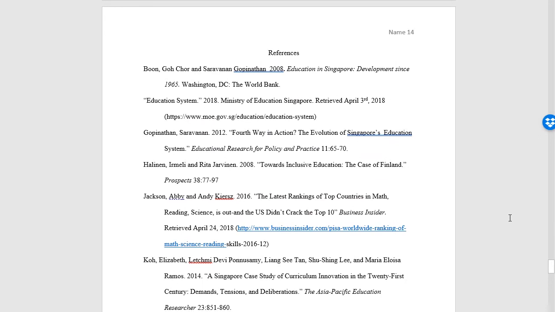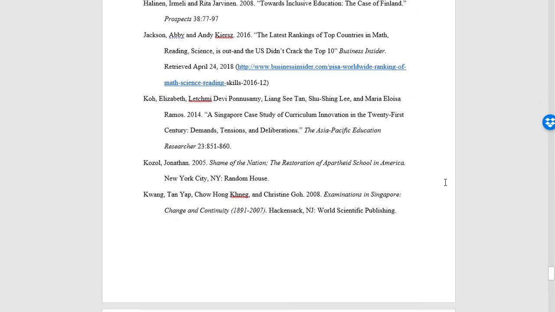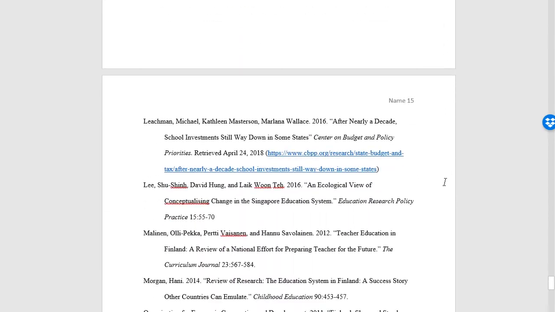So we want to see that everything cited within the paper is also on this reference list, and that everything on the reference list is also cited within the paper. So it should be an exact match between the sources cited in the paper and the sources listed on the reference list. We can see that means there were a lot of sources used in this paper, right?